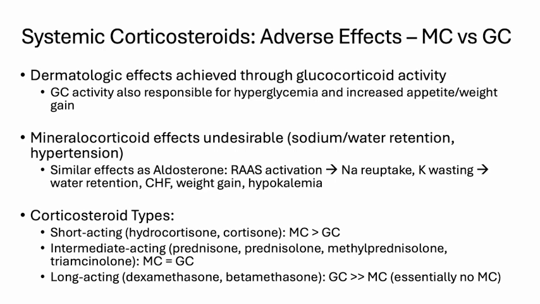Short-acting corticosteroids, like hydrocortisone and cortisone, have lower glucocorticoid activity but higher mineralocorticoid activity. Intermediate-acting drugs such as prednisone, prednisolone, methylprednisolone, and triamcinolone offer a better balance with higher glucocorticoid and lower mineralocorticoid activity. Finally, long-acting corticosteroids like dexamethasone and betamethasone provide the highest glucocorticoid activity with virtually no mineralocorticoid activity.